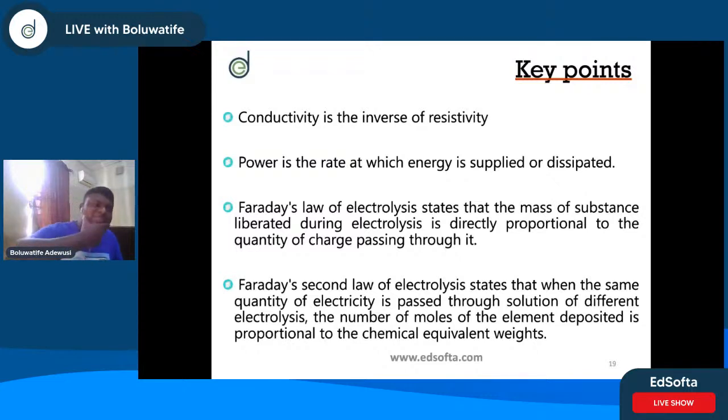Now, power is the rate at which energy is supplied or dissipated. And there are different formulas for power. You have power equals current times voltage. So the idea is this. This is how the formulas were derived.